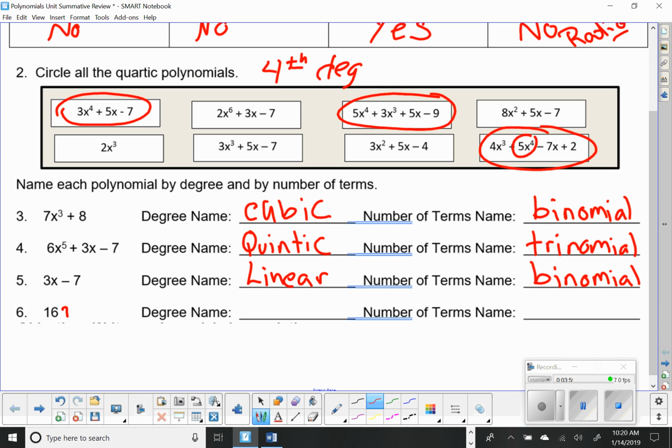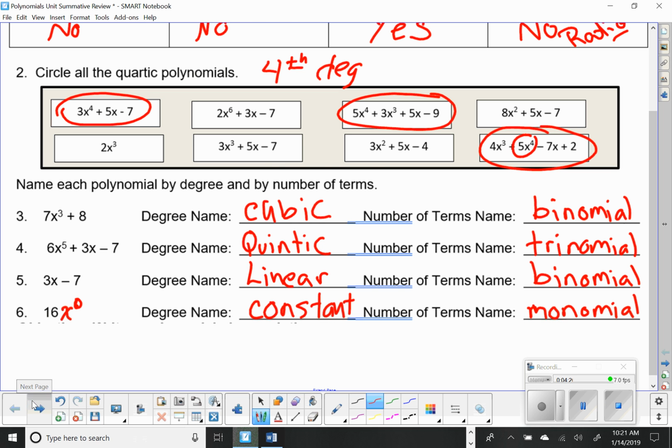And you can think about it as that's x to the 0 power. This means it's constant because x to the 0 is 1. 1 times anything is just itself, so it's always 16. There's only 1 term, so this is called a monomial. Name them by degree and number of terms. Pretty straightforward. That's objective 1.